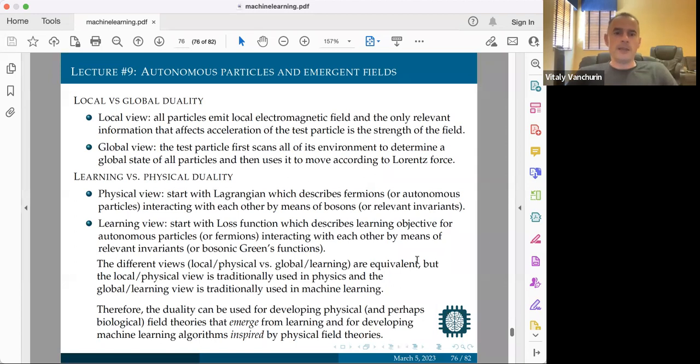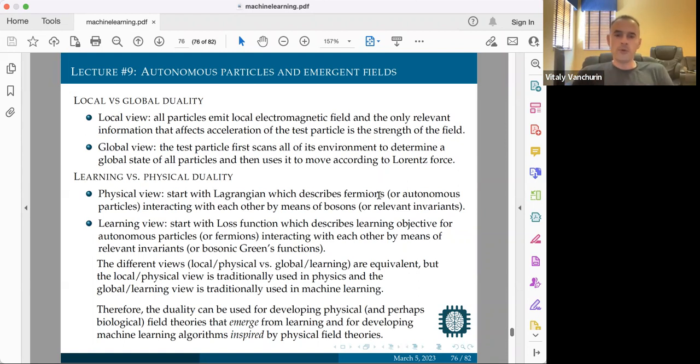Local view, okay? You have particles or cars. They emit some field. In this case, it's the electromagnetic field. But in the case of self-driving cars, it will be some other, auxiliary field. They emit this field, and this field contains all the relevant information. Once you receive all this information in this field from all of the particles, you calculate your local field, and then this local field tells you how the particle should accelerate, the strength of that field, nothing else.